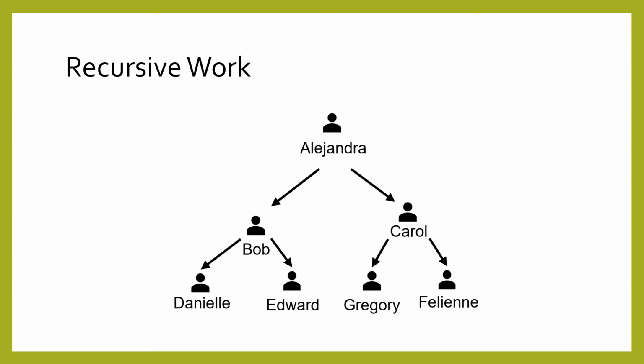Now let us consider an alternative view, where we are hiring someone to complete a job. We hire Alejandra, who in turn hires two subcontractors Bob and Carol to do the work. Bob in turn hires two subcontractors, Danielle and Edward. Meanwhile, Carol hires two subcontractors of her own, Gregory and Philienne.